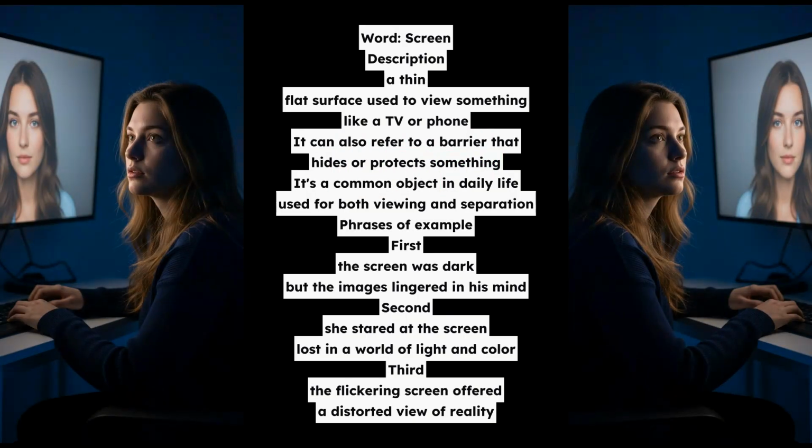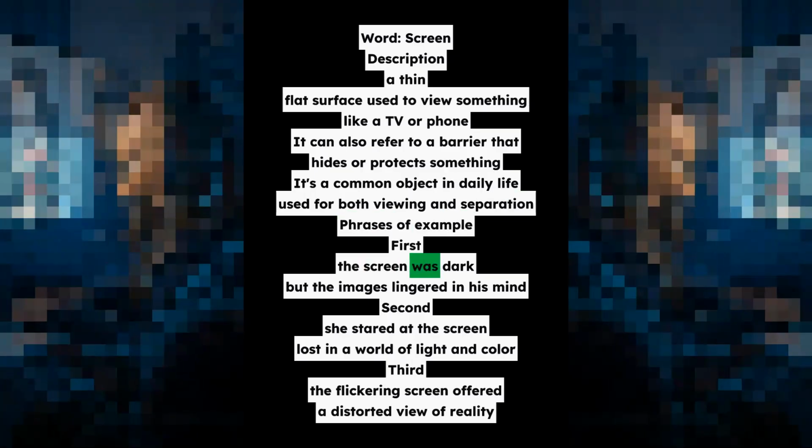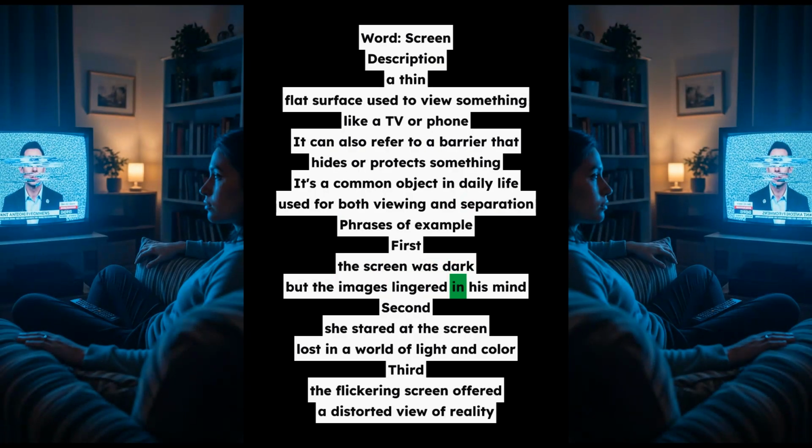Phrases of example. First, the screen was dark, but the images lingered in his mind. Second, she stared at the screen, lost in a world of light and color. Third, the flickering screen offered a distorted view of reality.